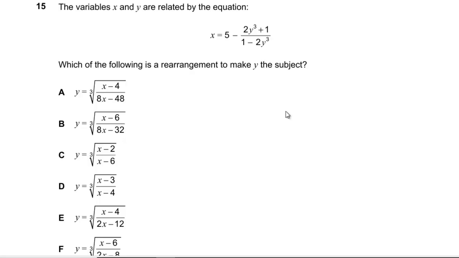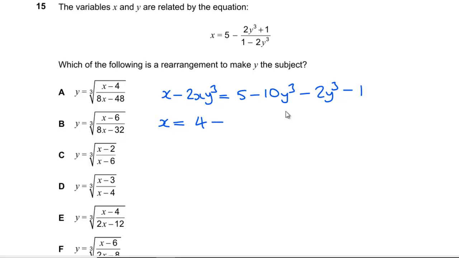Okay, we got that equation. They want to make y the subject. Okay, so we got x minus 2xy cubed is 5 minus 10y cubed minus 2y cubed minus 1. So we've got x is equal to 4, minus 12y cubed. I could do this the other way around. It's going to be a bit of a pain anyway. Minus 12y cubed, and then plus 2xy cubed. I'm just wondering which way round to factorise.